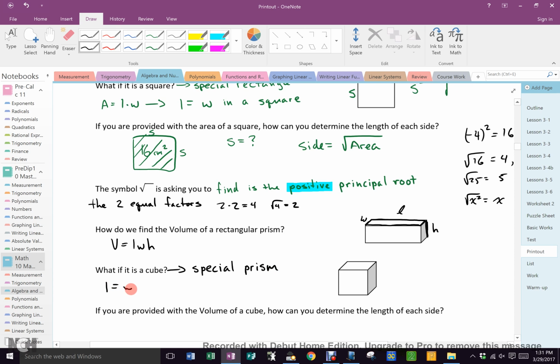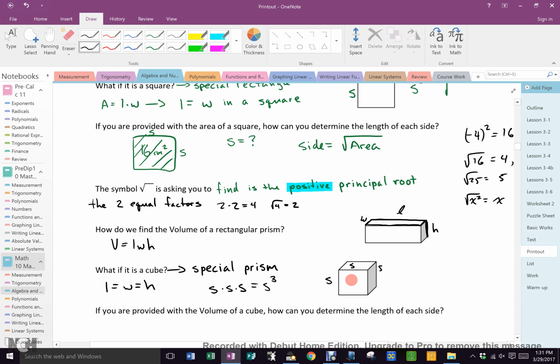L equals W equals H. So instead of S squared, what do we do for a cube? S times S times S. Math guys are lazy. Do we write it that way? No, we write it as S cubed. And that's where that saying comes from. Everybody cool? You've heard squared and cubed, right? That's where it comes from, geometry.